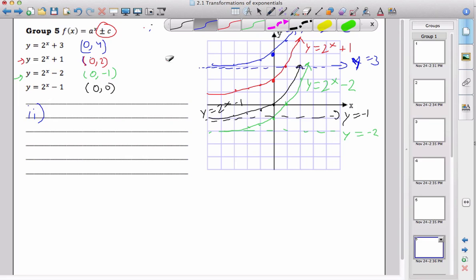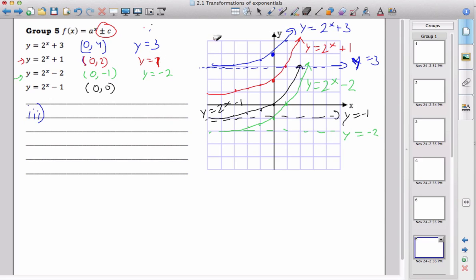Okay, so part 3 is write down the equation of the axis of symmetry. The axes of symmetry are going to be y equals 3. It's going to be the same as the c value, right? So y equals 2. Y equals negative 2. Oh, that's right, that red one should be y equals 1. And the last one is y equals 0. So the axis of symmetry is equal to c, whatever c may be. Okay, so that's part 3 there.